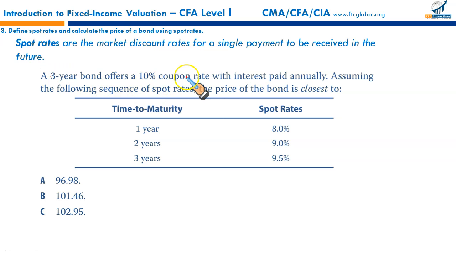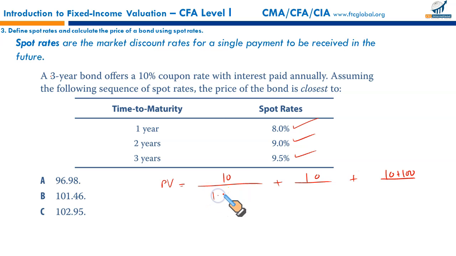A 3-year bond offers a 10% coupon rate with the interest paid annually. Assuming the following sequence of spot rates, the price of the bond is closest to. So these are the discount rates to use for the year 1, 2, and 3 cash flows. So how would we find the present value? The coupon is 10 in year 1 and year 2, and the last year will involve interest and the principal. So we need to discount them at these rates: 1.08 for the first year, 1.09 squared for the second year, and 1.095 cubed for the third year.